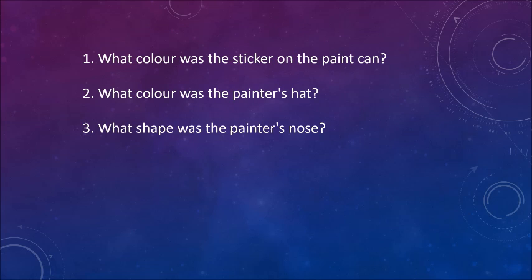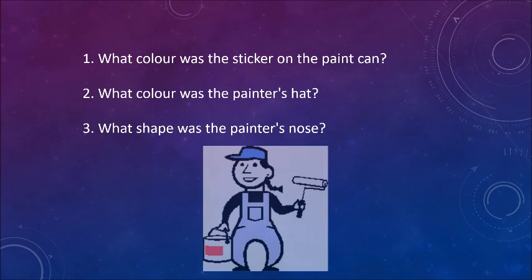And the questions for this one: what colour was the sticker on the paint can? What colour was the painter's hat? What shape was the painter's nose? Leaders of Learning, please pause for 10 seconds. And of course, the answers were pinky purple, light blue, and a triangle.